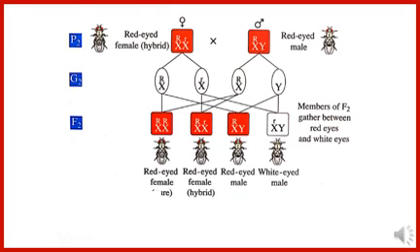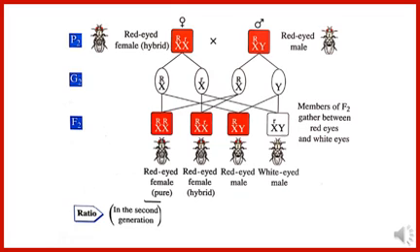From this, we can conclude that in males, eye color is represented by only one gene, as the male has only one X chromosome, while in females, it's represented by two genes as they have two X chromosomes.